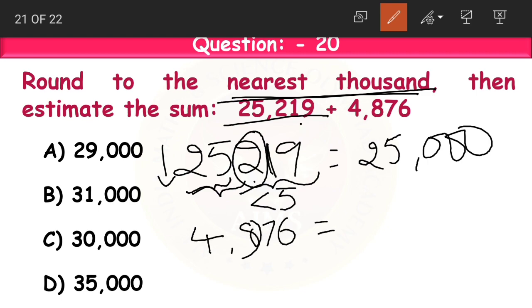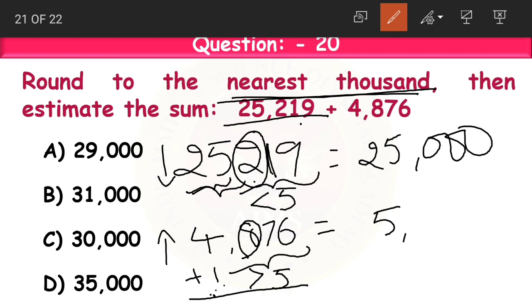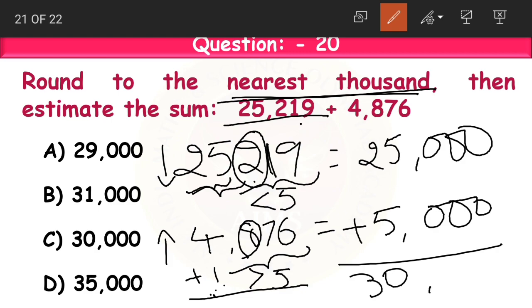Next is 4,876. Now 8 here is in hundreds place. It is greater than 5. So we round up. That is add 1 to the digit in thousands place. 4 plus 1 becomes 5. And replace ones, tens and hundreds with zeros. So 25,000 plus 5,000 becomes what, students? It becomes 30,000. So option C, 30,000 is our correct answer.